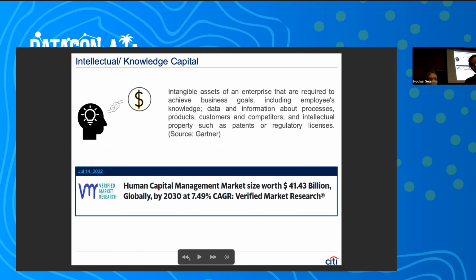Yes, thanks. So before we start with the actual work, I'll start with the introduction and more about what is intellectual and knowledge capital. Basically, these are the intangible assets of an organization that help them achieve their business goals. It can include employee skill set, their knowledge, or the company's special algorithm models, data, information about processes, and also patents and regulatory licenses. So these are intangible assets.